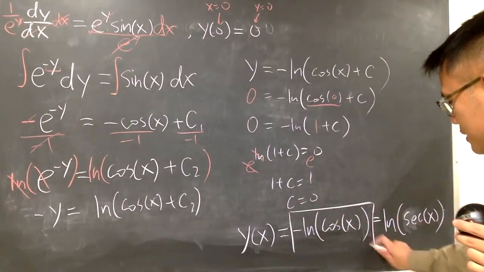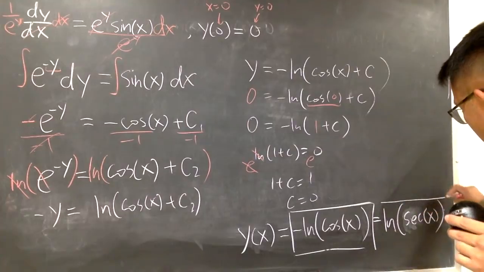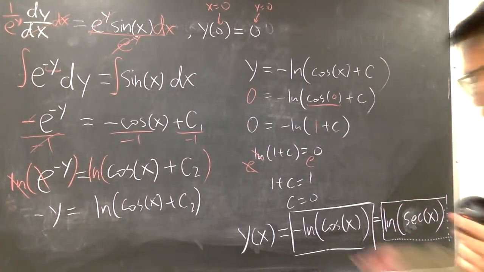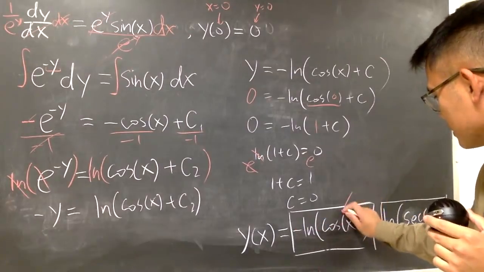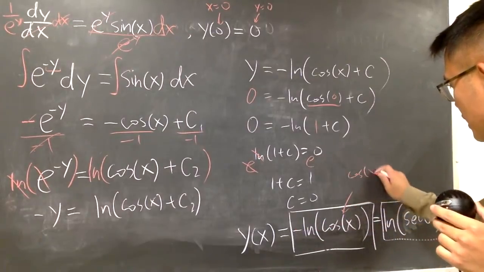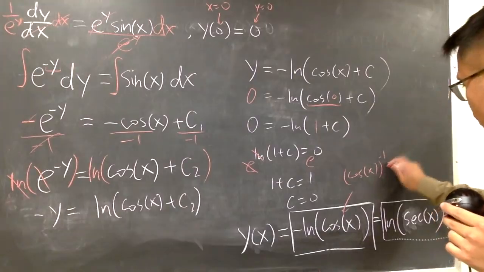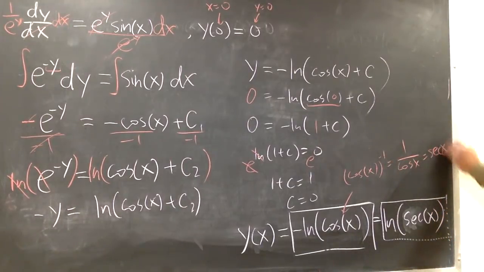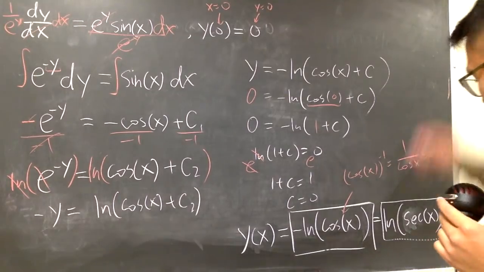So probably I'll just box this right here, and box this like that. And once again, this is because a negative 1 means you do cosine x to the negative 1, which is 1 over cosine x, which is secant x, like that. Anyway, this is it.